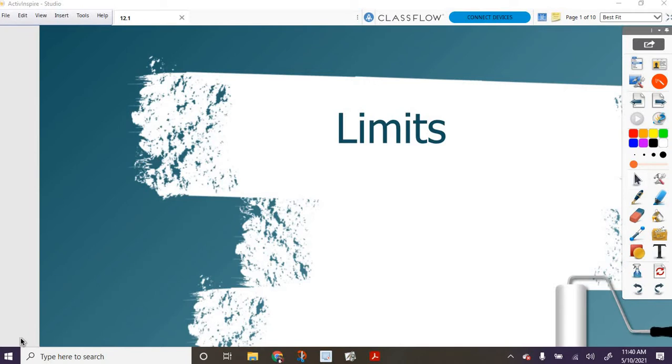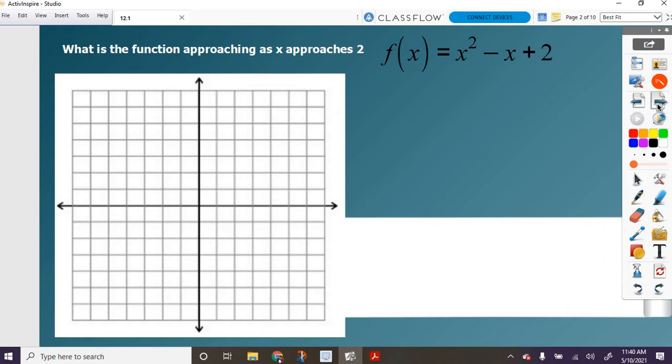Alright? So, limits. Today we're going to be doing a lot of evaluating and graphing. So you might want out a calculator. It might be helpful. This part of pre-calculus is limits.